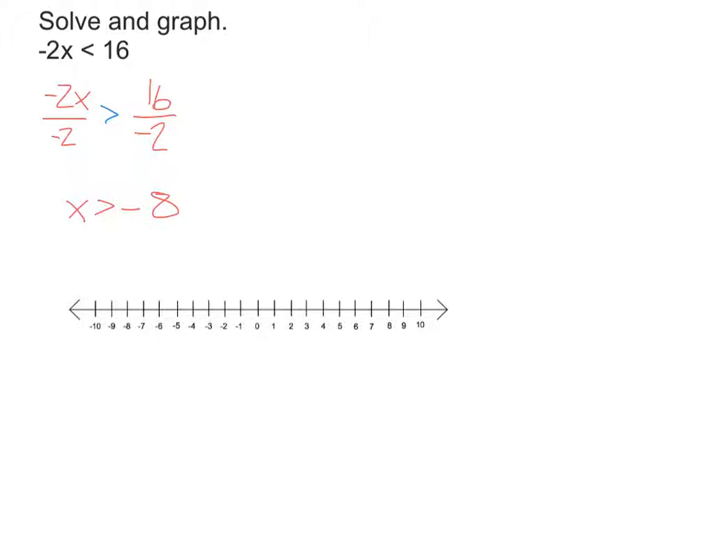And once again, because we're just greater than and it's not equal to negative 8, we have an open circle. And all the numbers that are greater than negative 8 lie off to the right. And so we shade to the right with an arrow to show that it goes on forever and ever. And we are done.